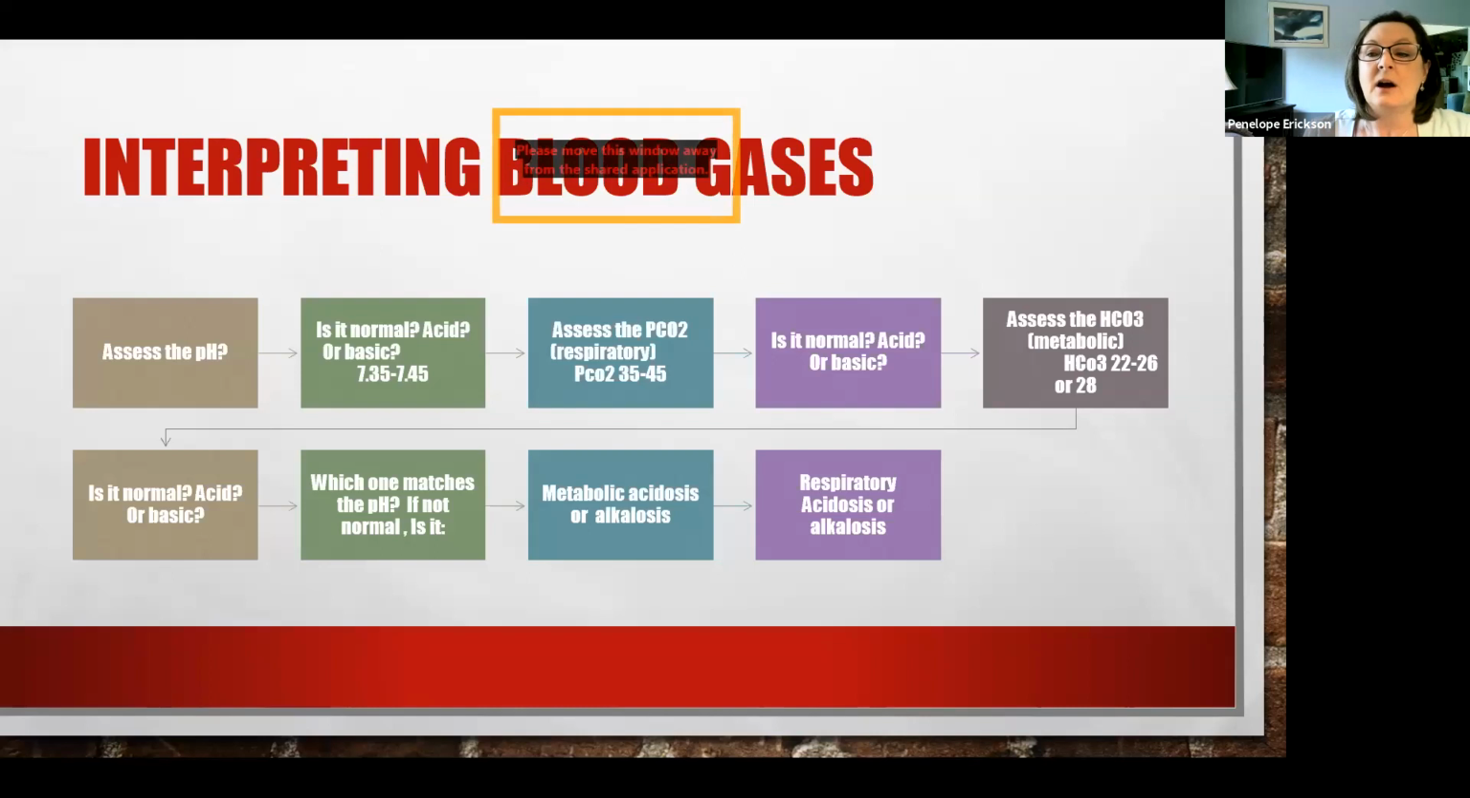If I'm blowing off a lot of acid, I'm going to drop my CO2. So if it's low, then I don't have enough acid, I'm going to be alkalotic. And if it's high, like if somebody gave me too much morphine and I have.